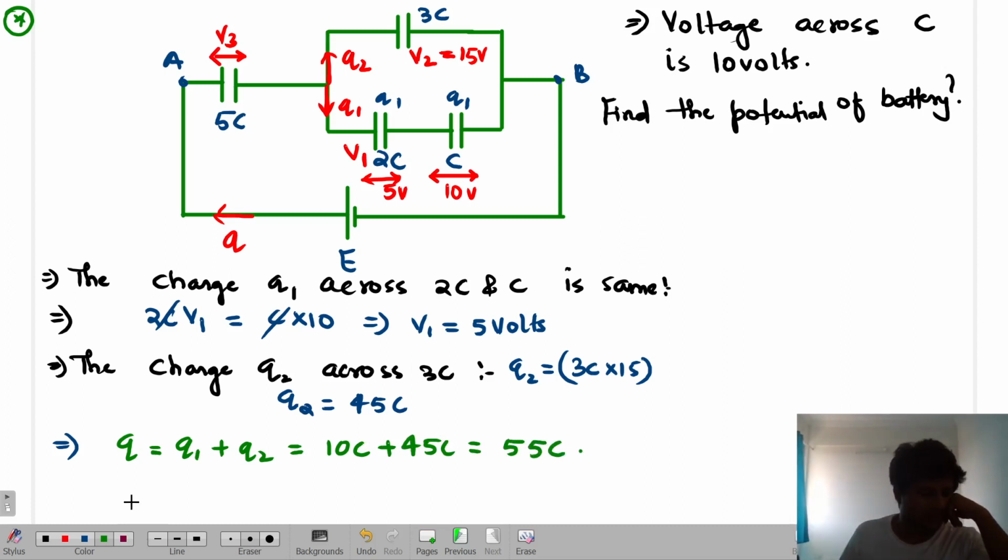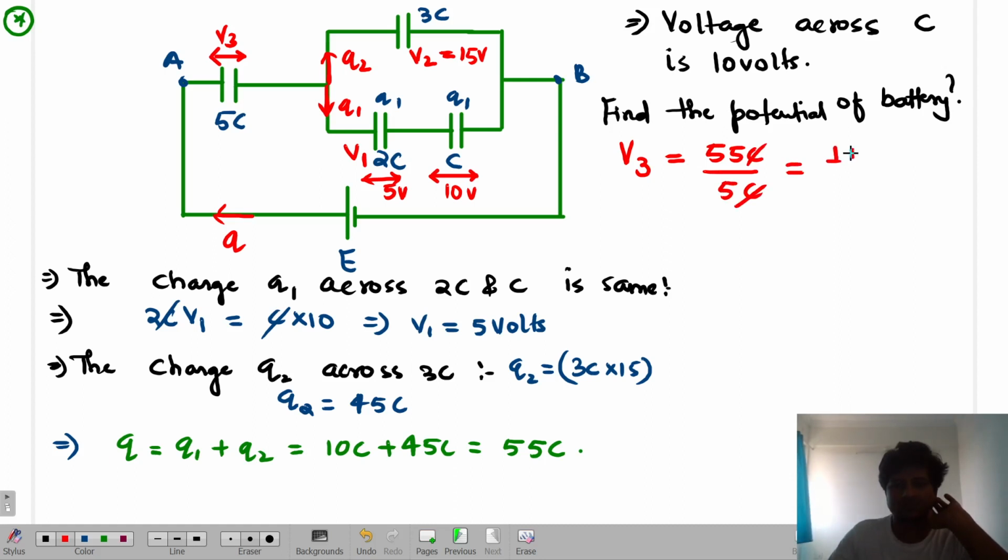55C. Is that clear or not? Are you able to get me? So look over here. If I know my total charge, this charge is moving through this 5 coulomb charge or not? So net potential V3 is how much? Q is 55C divided by 5C, that is 11 volts.